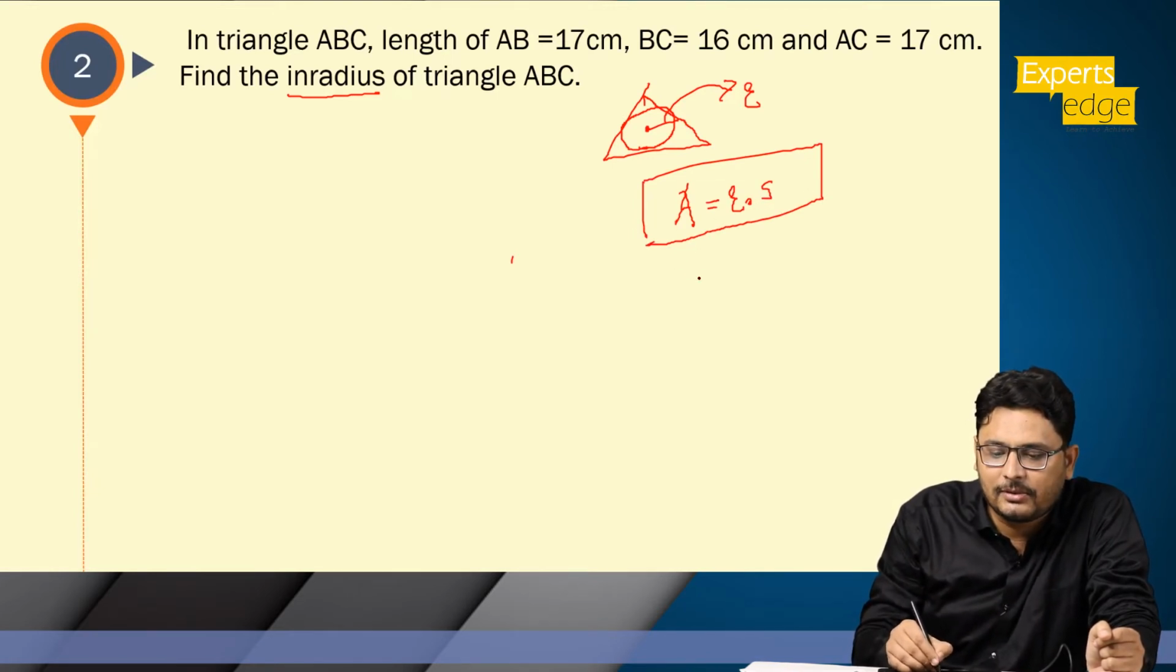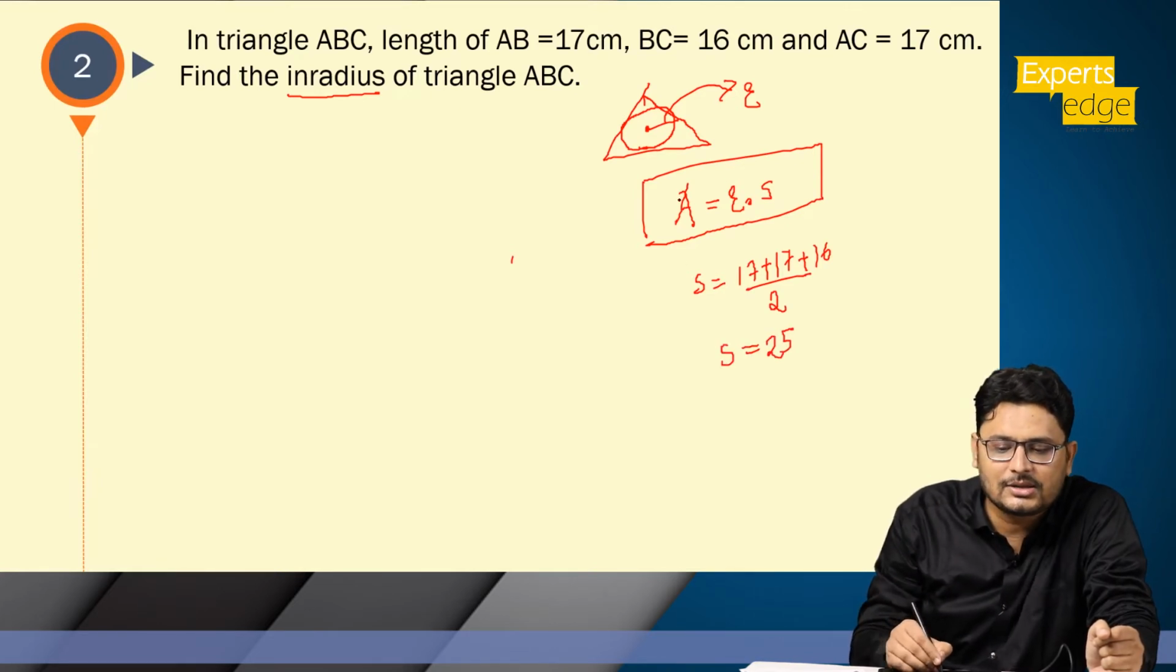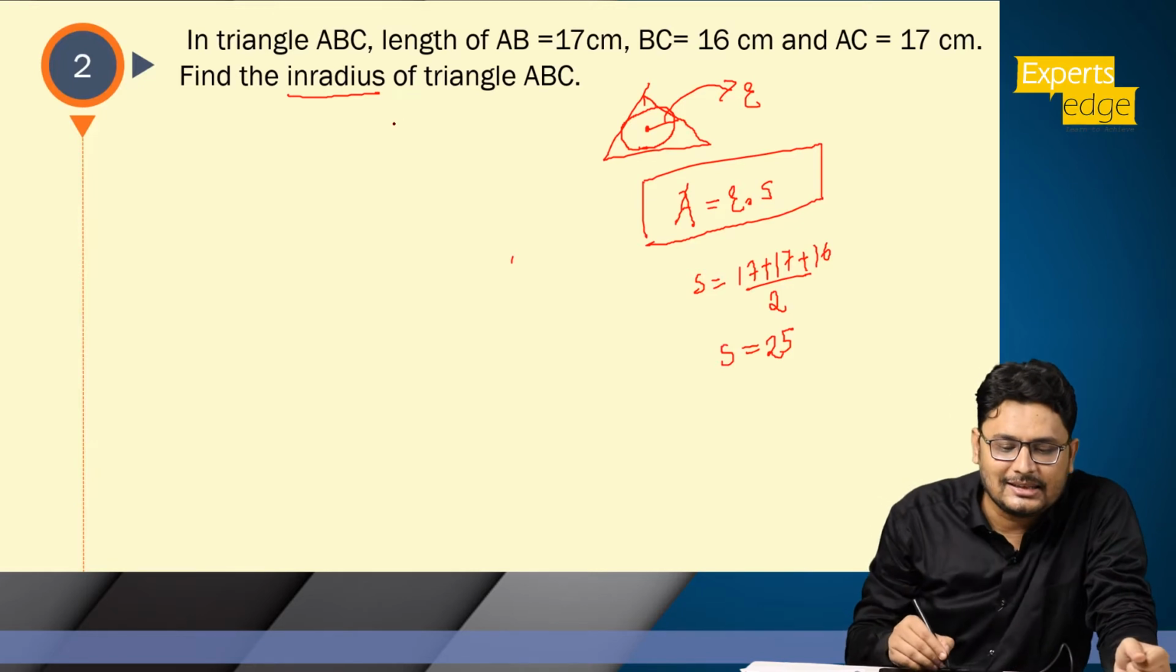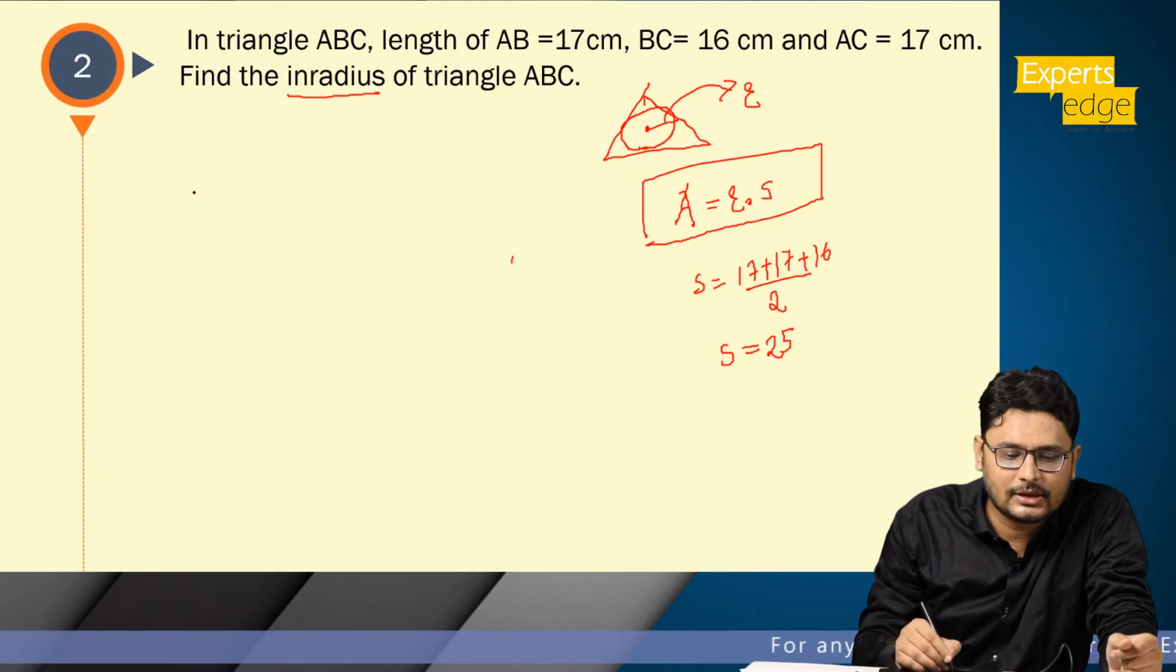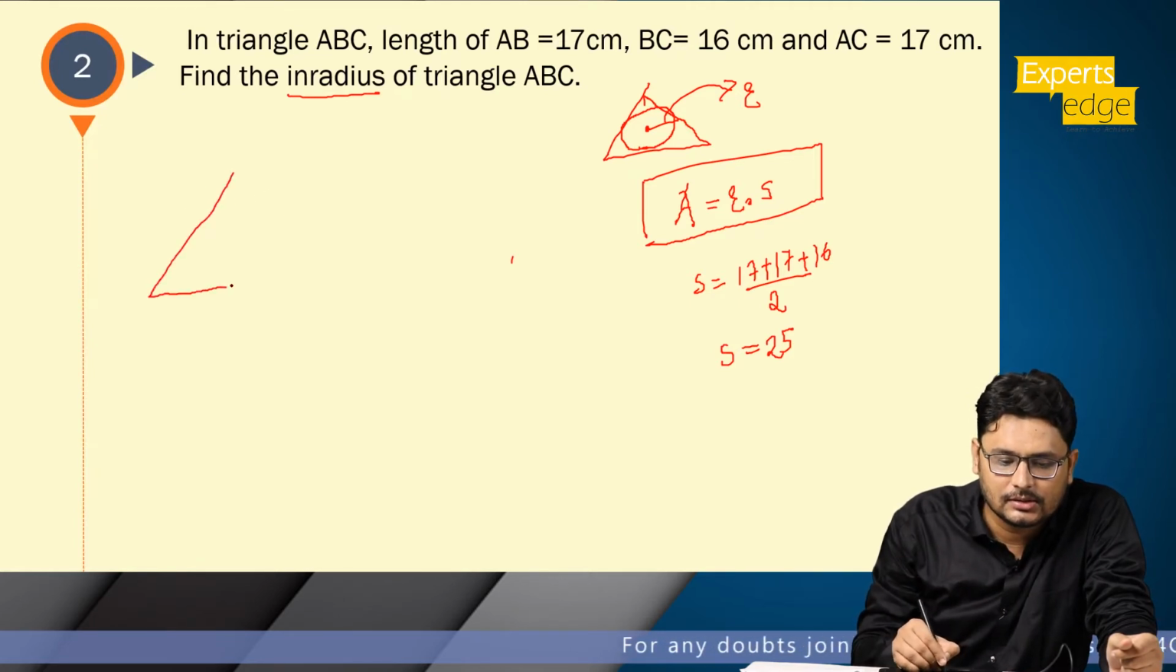So how much will its semi perimeter come out to be? Its semi perimeter will be 17 plus 17 plus 16 by 2, right? 34 plus 16 is 50, by 2 is 25, my semi perimeter. So I need to find the inradius, I just need to find the area, right? Now seeing three sides, don't quickly jump to Heron's formula, okay? Just let us see what it says.